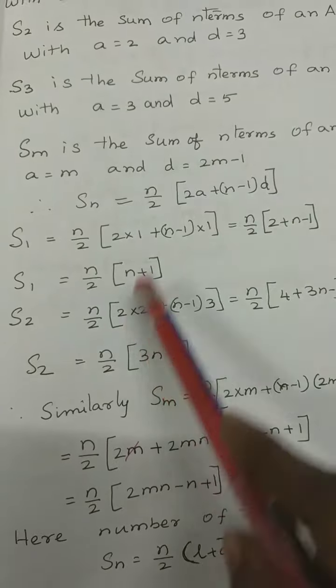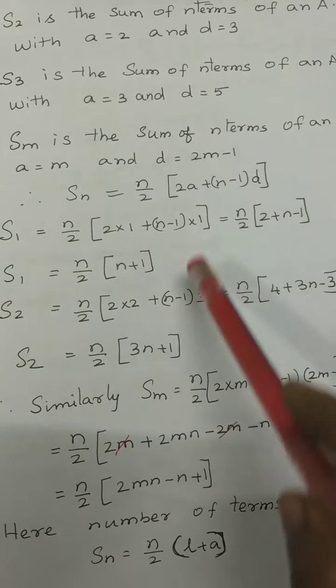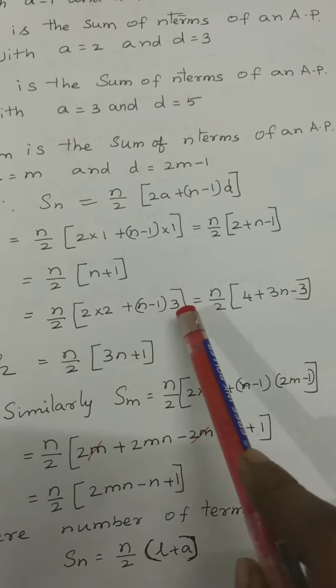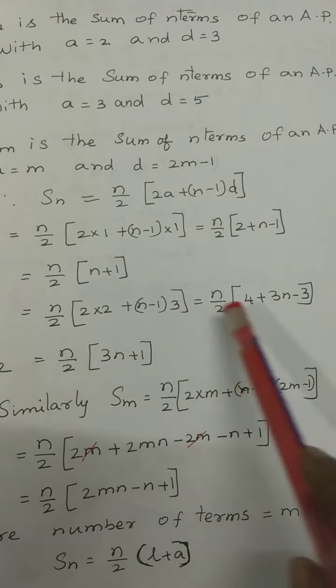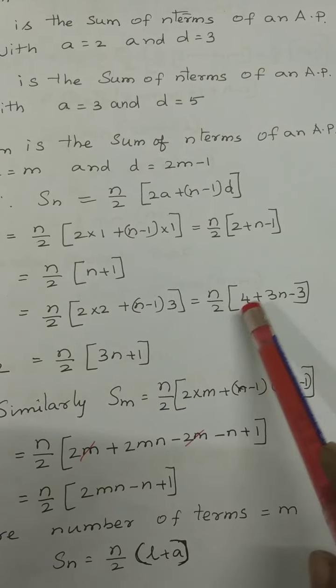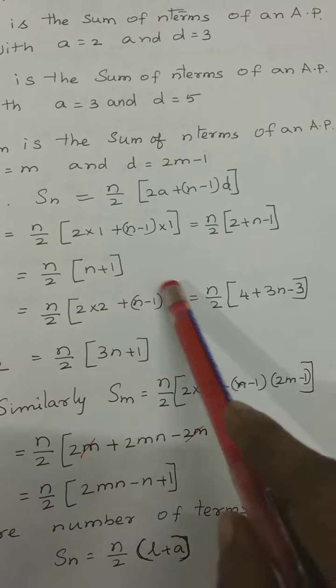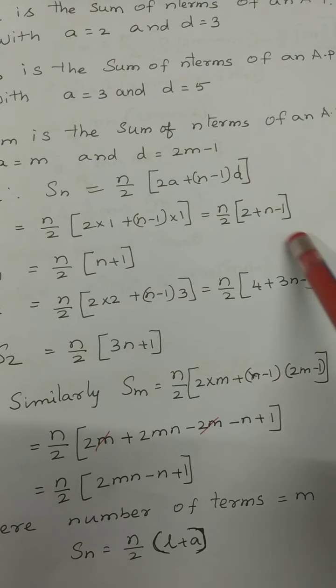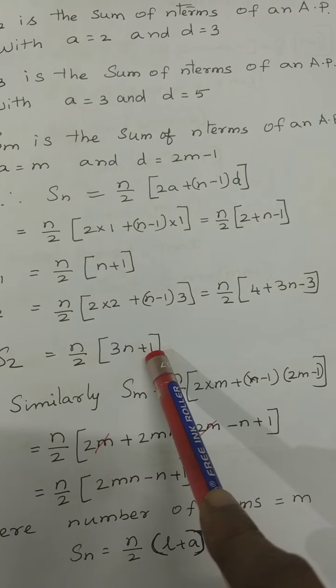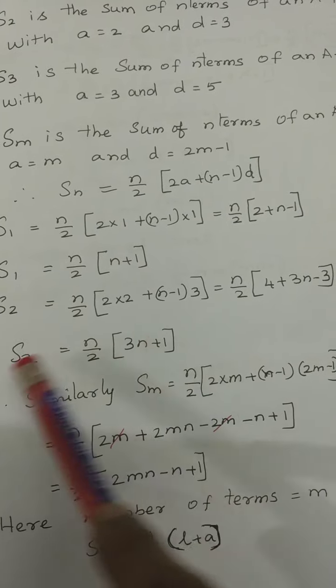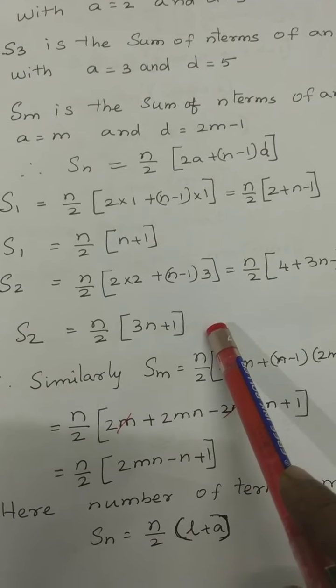Here A is 2 and D is equal to 3. N minus 1 into 3. Then n by 2 into 4 plus 3n. We have to multiply each term. 3n minus 3. Then 4 minus 3, 1 plus 1. So 3n plus 1. S2 is equal to n by 2 into 3n plus 1.